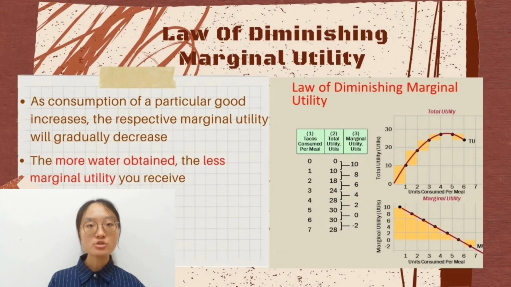The top graph measures total utility on the vertical axis and units consumed per meal on the horizontal axis. As we can see, total utility rises from 10, 18, 24 as more of the meal is consumed. However, as more than 5 units of the meal are consumed, total utility increases at a diminishing rate, increasing from 10 to 30 units and then decreasing from 30 units to 28 units. Marginal utility in the lower graph will decline from 10, 8, until negative 2 because satisfaction becomes less.